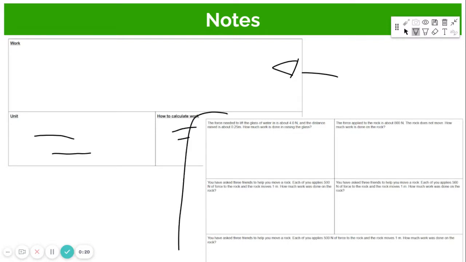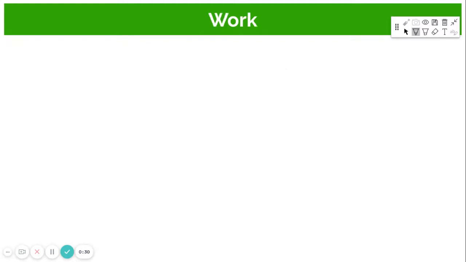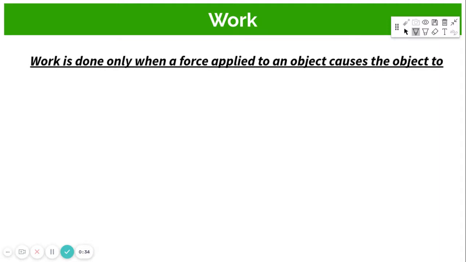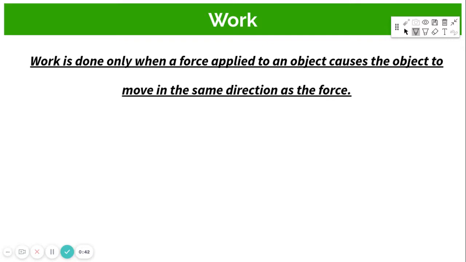And on the back, you'll have these questions, which we're going to go through in this lesson. What I'd like you to do is work them out on the page before I put the answer up, okay? So first, let's start with the definition of work. What is work? Work is done only when a force applied to an object causes the object to move in the same direction as the force.